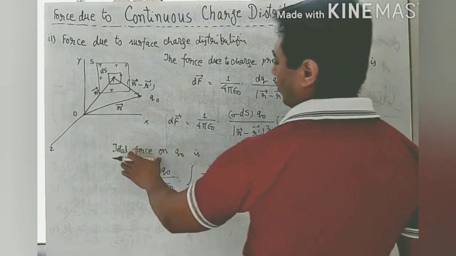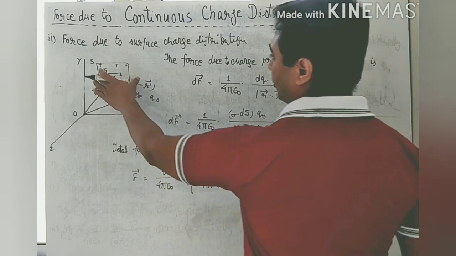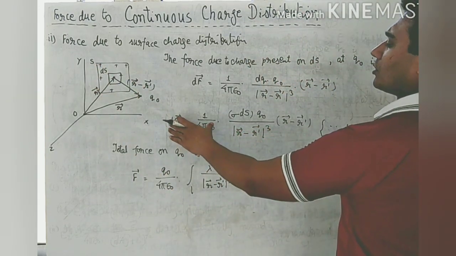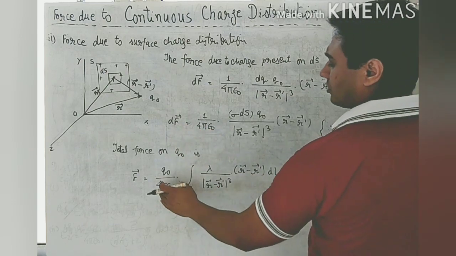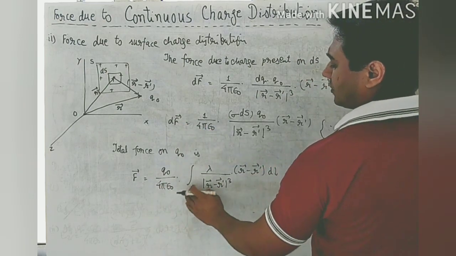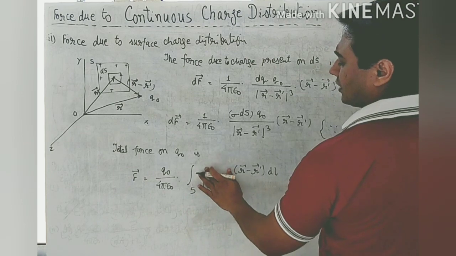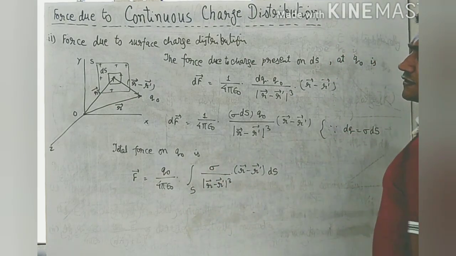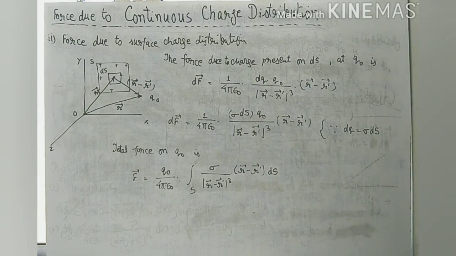Now the total force on q naught due to this whole surface S can be calculated by integrating this equation on both the sides. So we have this thing, integral over surface S, this has to be sigma and this has to be ds. So this is the final outcome.